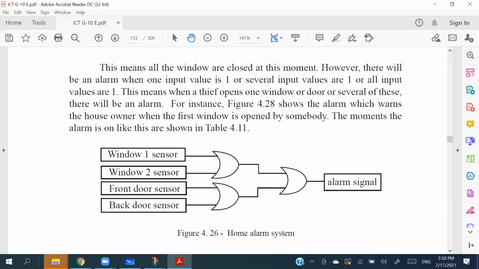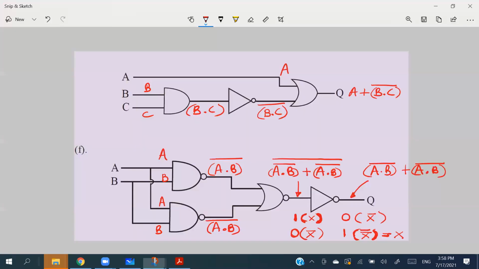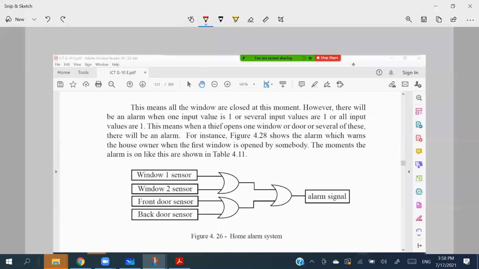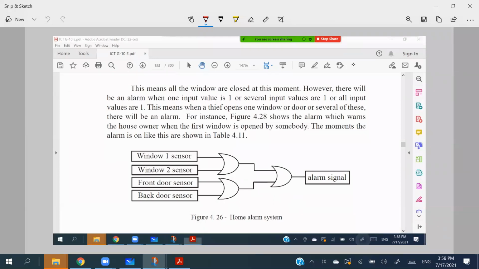So again this means all the windows are closed at this moment. However, there will be an alarm when one input value is 1 or several input values are 1 or all input values are 1, right?